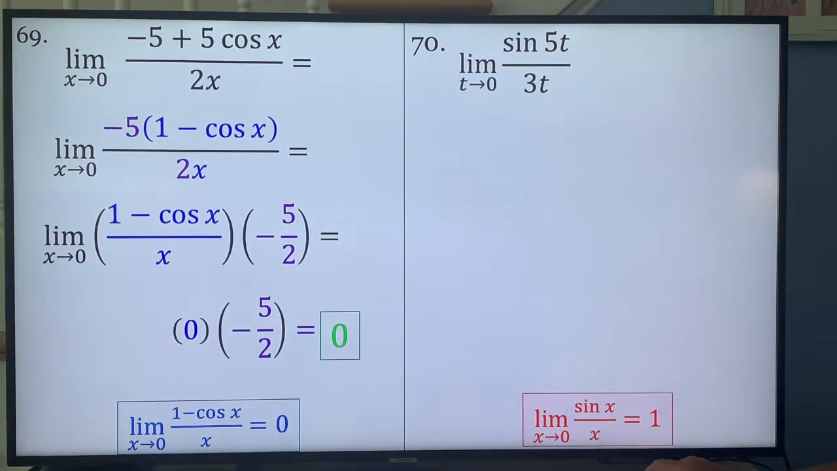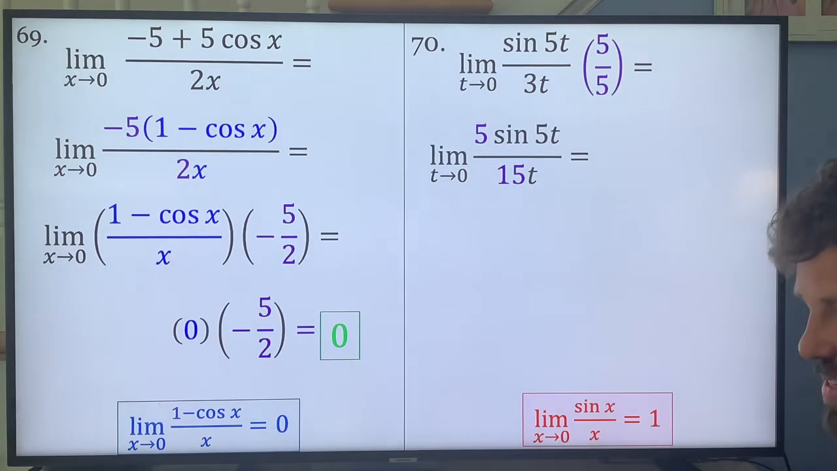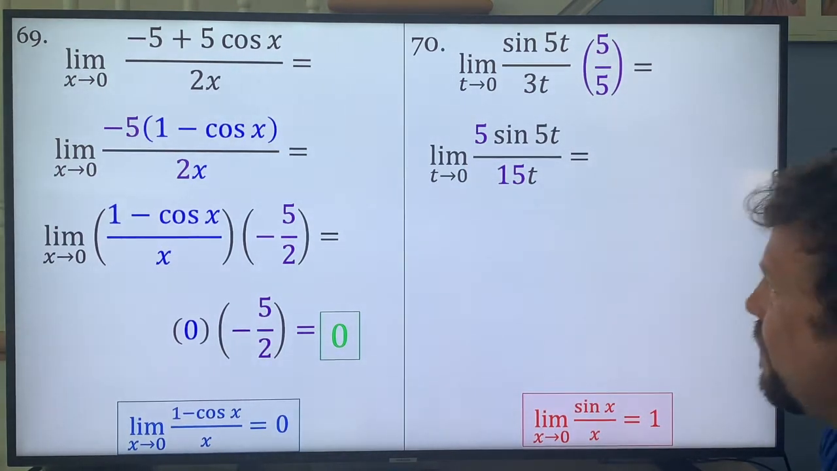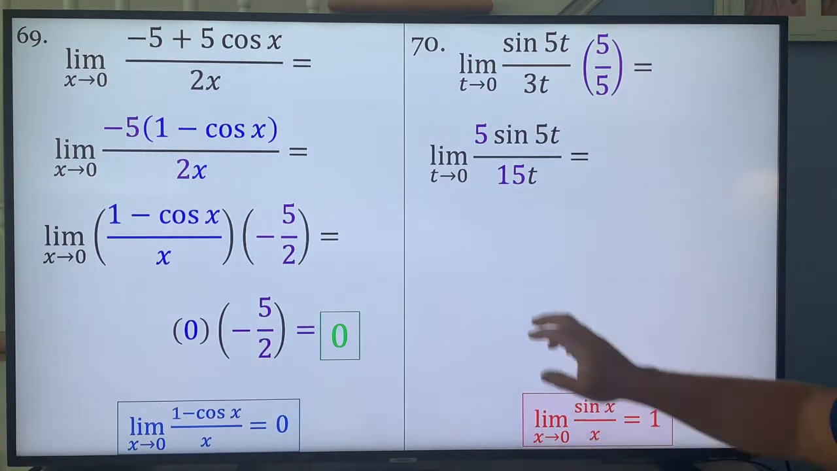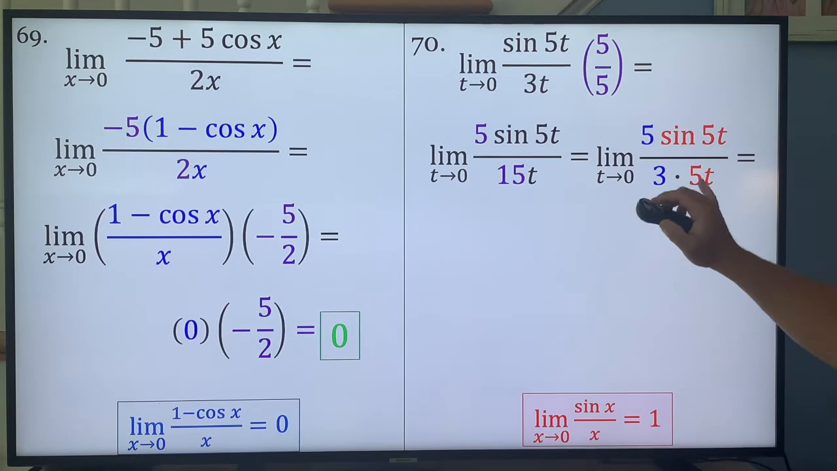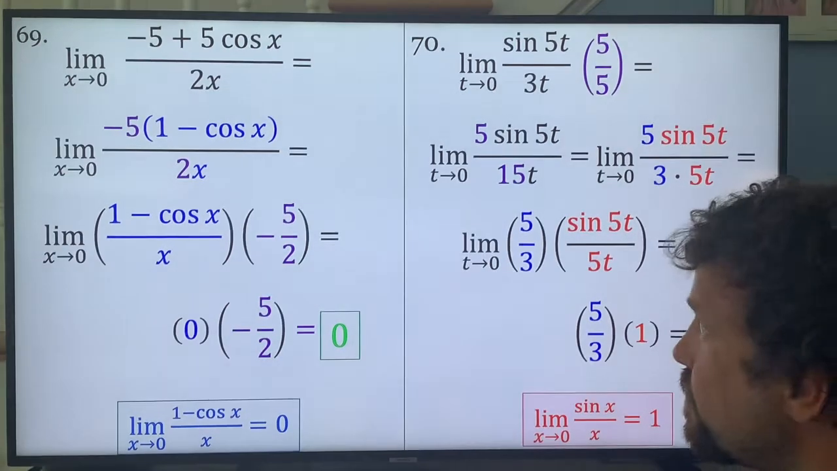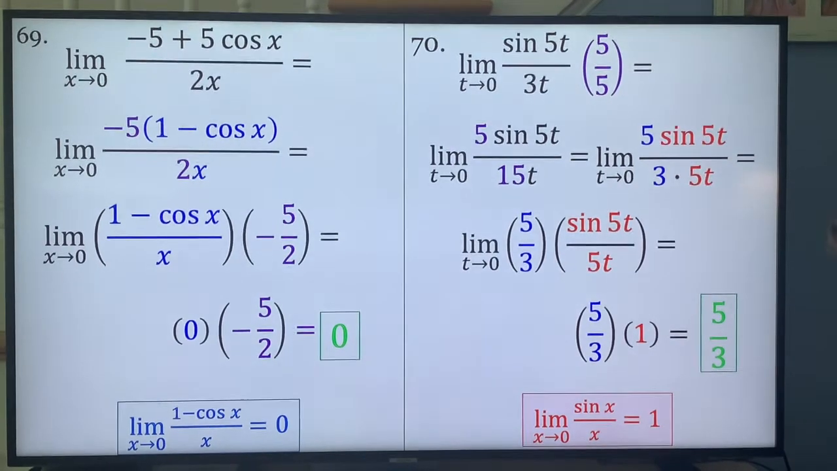Got to get a 5t on bottom, so when we multiply by it, 5 over 5. So 5 times sine 5t over 15t. This splits into a 3 and a 5t. That becomes 1. 5/3 times 1 is 5/3. Right?